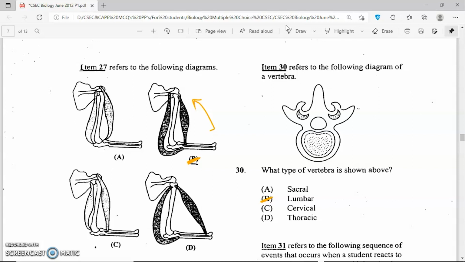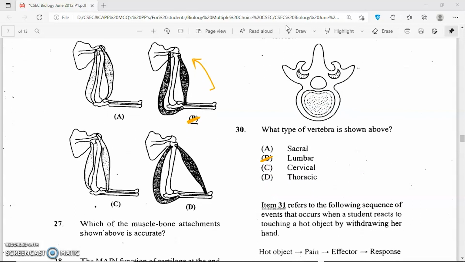Number 30. Item 30 refers to the following diagram of a vertebra. Notice we have a large centrum and a small central canal where the spinal cord would pass. The large centrum is to withstand the weight of the body. The small central canal is appropriate because in this region of the vertebral column the spinal cord thins out. So what type of vertebra is shown above? That would have to be a lumbar vertebra.